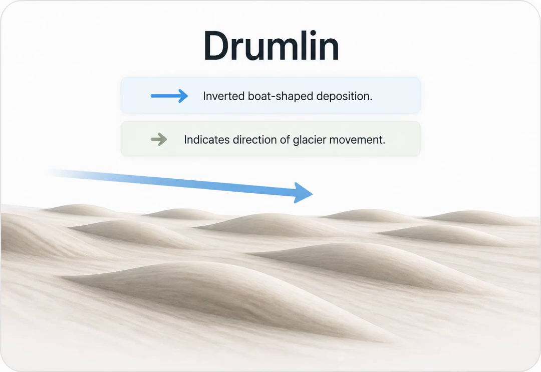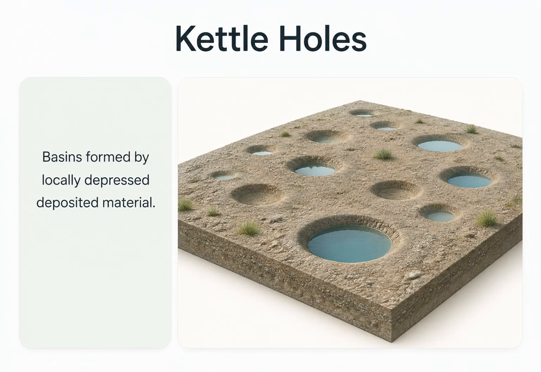Drumlins are distinct inverted boat-shaped mounds of deposited material found in a till plain. They have a steep side and a gently sloping side. Drumlins are highly useful for geologists because their elongated shape gives a clear indication of the direction the glacier was moving. Finally, we have kettle holes.